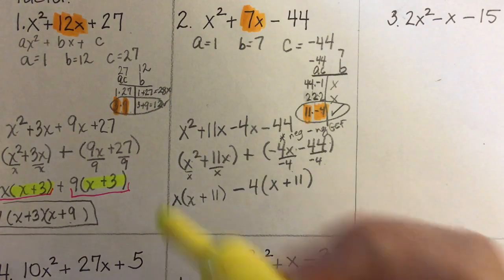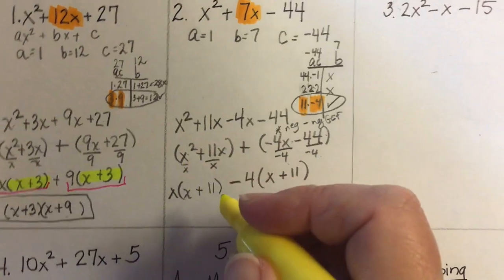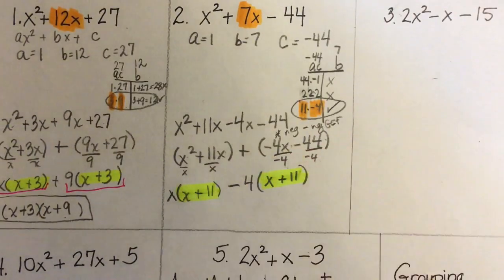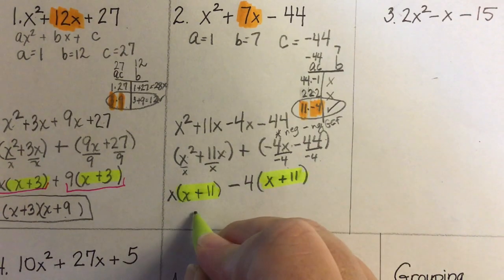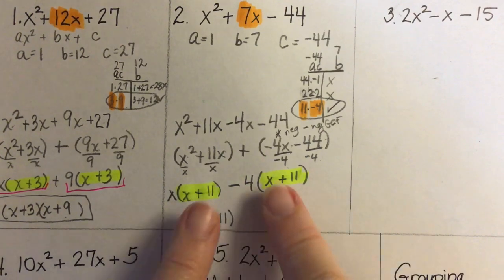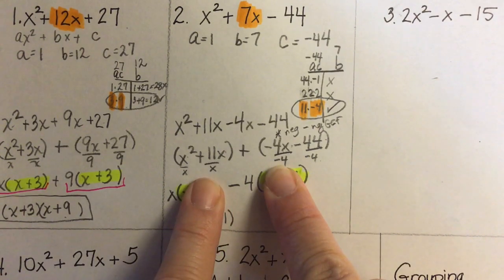Did this process of factoring by grouping work? Yes, when I look at it, this binomial shares that common factor. So I'm going to take out the common factor of x plus 11. When I take out the common factor of x plus 11, what's left? X minus 4.